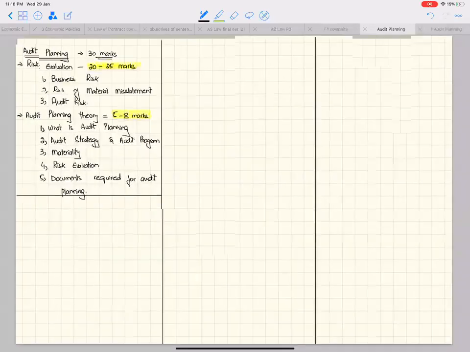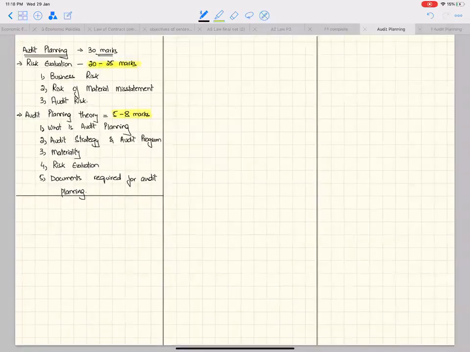So now, audit planning will constitute the first 30 marks of our exam and it will be coming in the first question. And our first question will be of 50 marks, in which the first 30 marks will be of the audit planning area. In these first 30 marks, 20 to 25 marks will be related to risk evaluation and 5 to 8 marks will be related to audit planning theory.